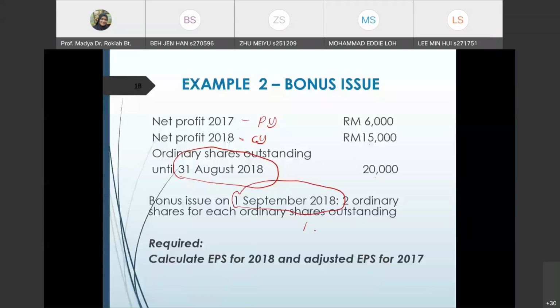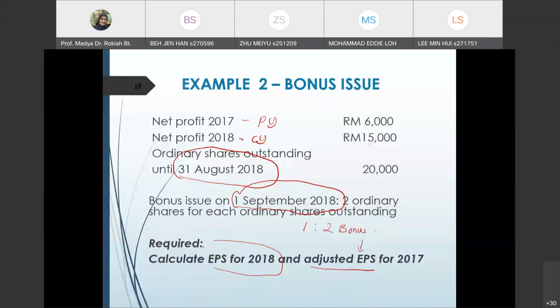So you need to calculate the basic earnings per share and also the adjusted. The original earnings per share and also the adjusted. Adjusted here is after the bonus. So calculate the EPS for the year 2018, because this is the current year, the year when the bonus was announced. The adjusted here, because the bonus was announced in 2018, is going to affect the year 2017 because it affects retroactively.